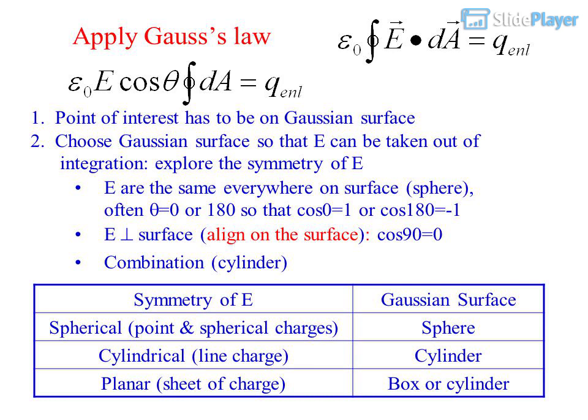Angle often equals 0 or 180, so that cos 0 equals 1 or cos 180 equals minus 1. On a surface, a line on the surface, cos 90 equals 0. Combination: cylinder. Symmetry of E determines the Gaussian surface. Spherical: point and spherical charges, sphere. Cylindrical: line charge, cylinder. Planar: sheet of charge, box or cylinder.